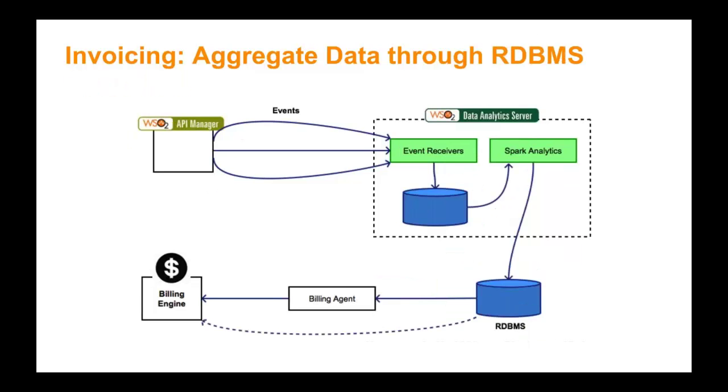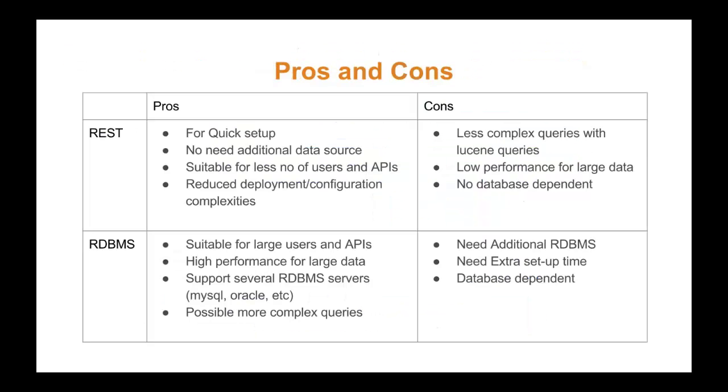The other way is to configure the analytics using RDBMS. It is similar to the earlier one. The API manager publishes event streams to the Dash, and Dash Spark summary plan knows how to generate the summary, and these summaries are stored in an external RDBMS, not inside the Dash. The billing engine should retrieve this data from that external RDBMS and feed it back to the billing engine. So now we have talked about two ways we can configure analytics: retrieving data either from the Dash REST API or from an external RDBMS.